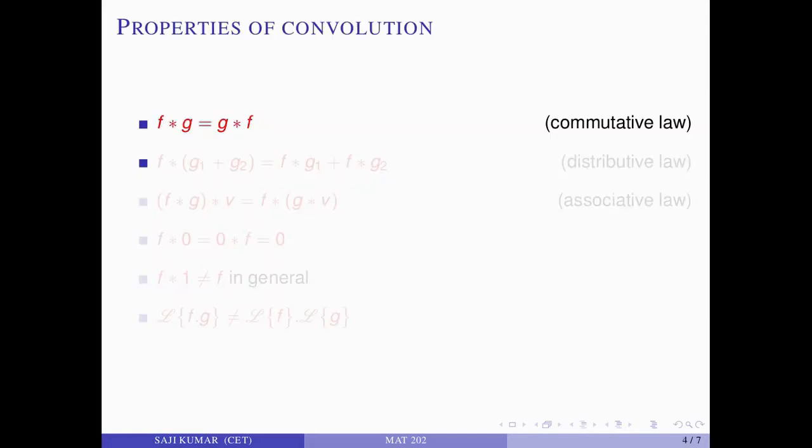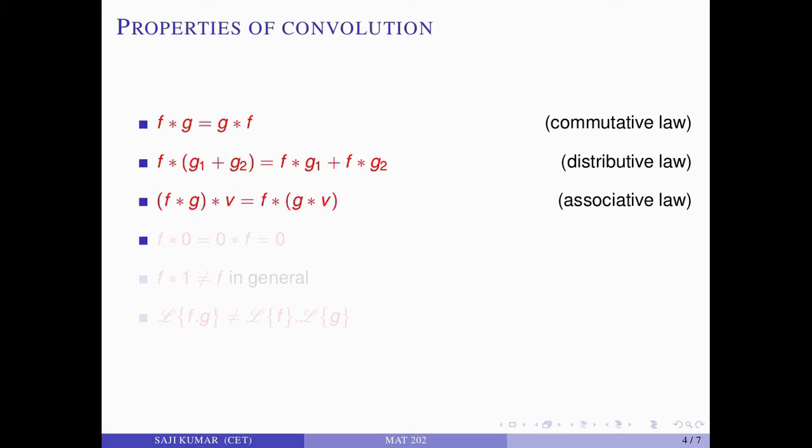Properties of convolution: f star g is equal to g star f; f star (g1 plus g2) is equal to f star g1 plus f star g2; (f star g) star v is equal to f star (g star v); f star 0 is equal to 0 star f, which equals 0; f star 1 is not equal to f in general; and the Laplace transform of the product fg is not equal to the Laplace transform of f times the Laplace transform of g.